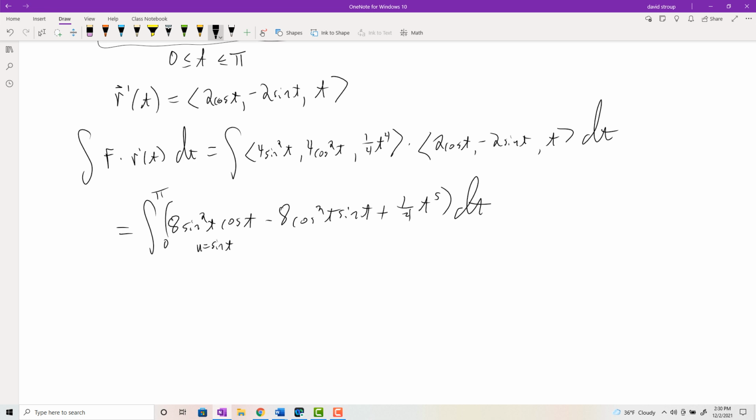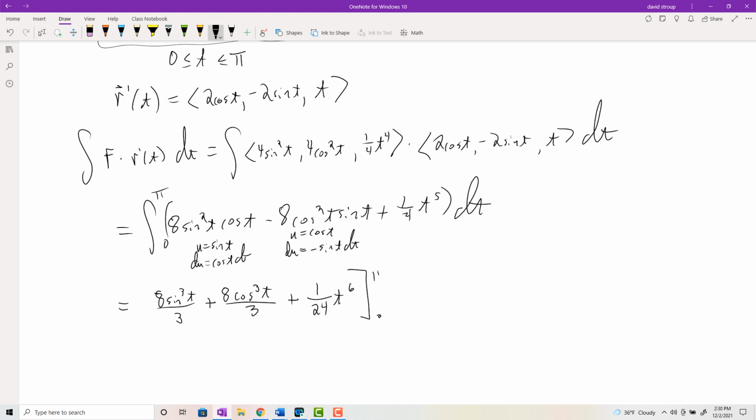From the first one, it's a sine t u sub, and then your du is cosine t dt. So the first integral would be 8u cubed over 3. Back subbing, you would get 8 sine cubed t all over 3. The second integral, then you need a u sub on cosine, and then your differential would be negative sine t dt, so the sign will change. It'll be plus 8u cubed over 3, back subbing 8 cosine cubed t all over 3. And then finally, plus 1/24 t to the 6th.